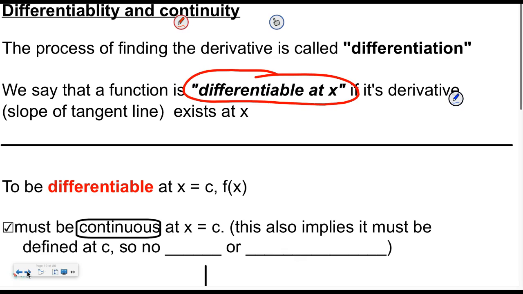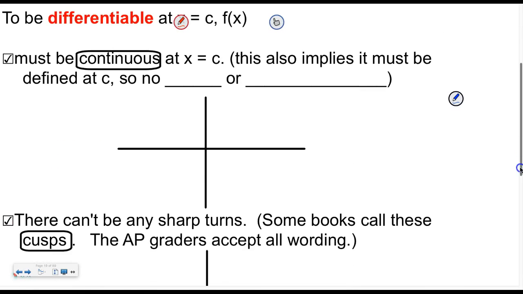There are times when you can't take a derivative. There are 3 scenarios where you can't take a derivative. If the function isn't continuous, you can't take a derivative there. How can you find the slope of a tangent line at a gap? There's no tangent line there. How can you find a slope of a tangent line at an asymptote, right? There's no tangent line there. So we're looking for no gaps and no asymptotes. And you can think those, but you usually don't write them.